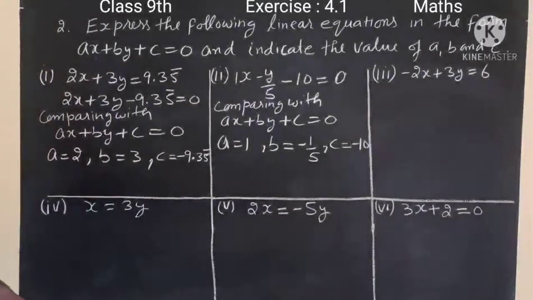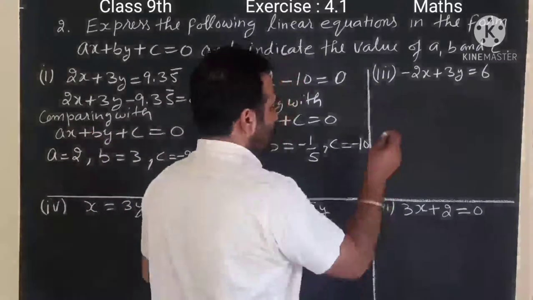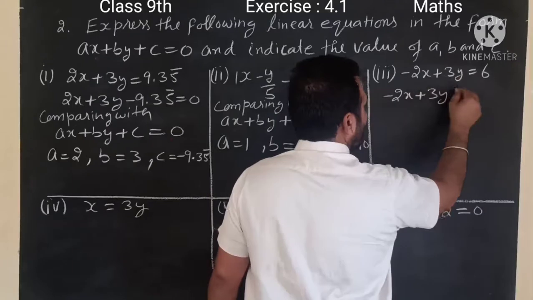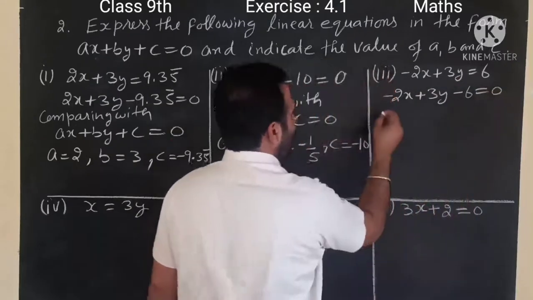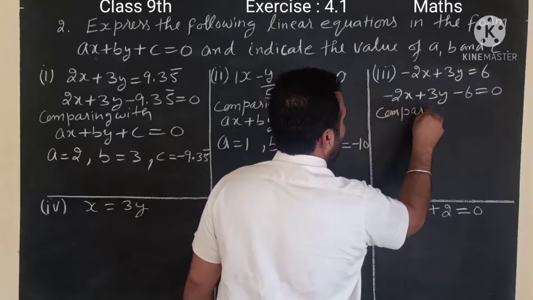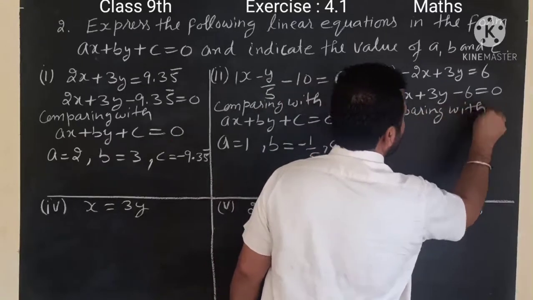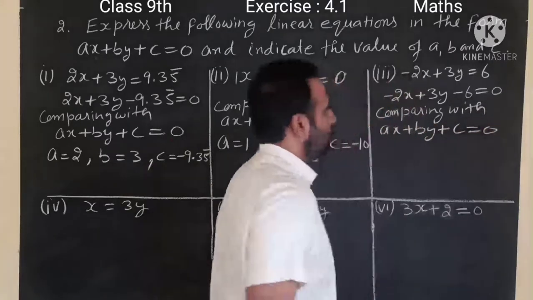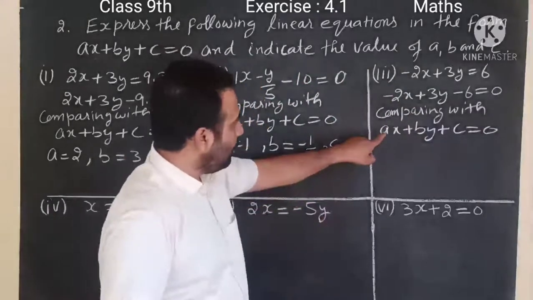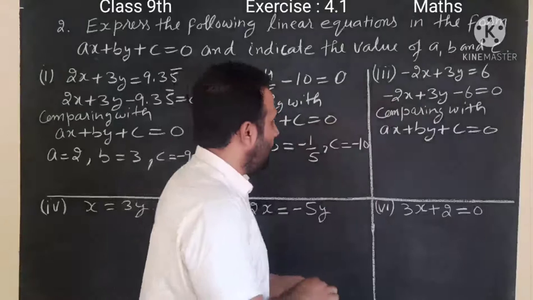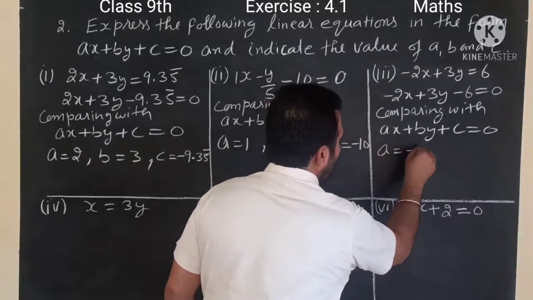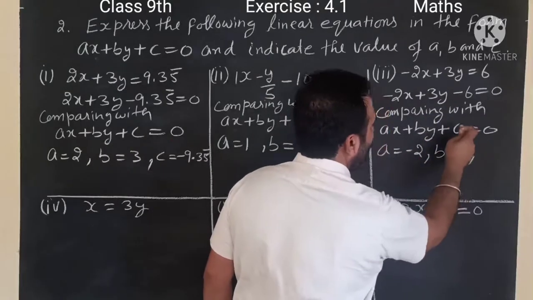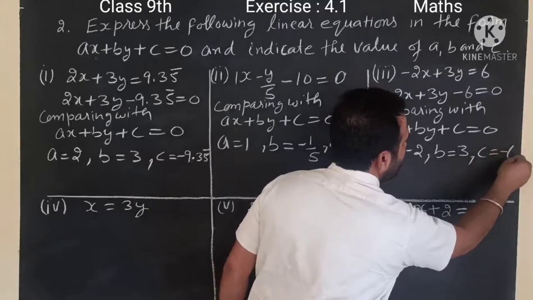Okay, so now third sum, first we will make it equal to 0, then 2x plus 3y, 6 will come that side equal to 0. Comparing with ax plus by plus c equal to 0. Okay, so student, you can check the value of a is minus 2. Okay, so a is minus 2, the value of b is 3, and the value of c is minus 6.